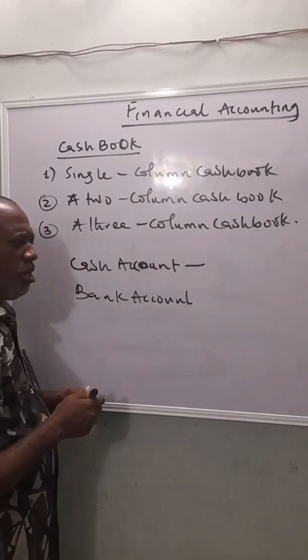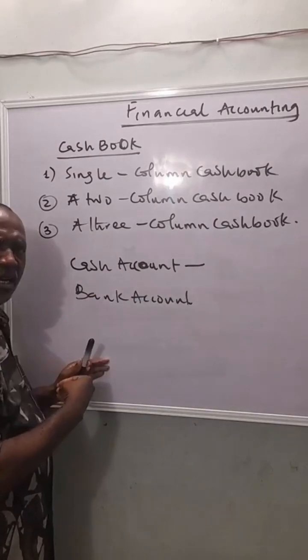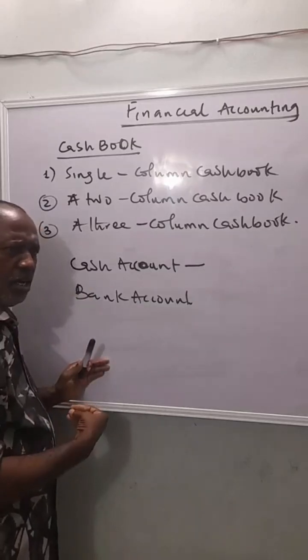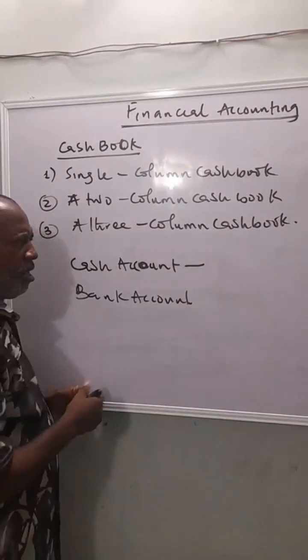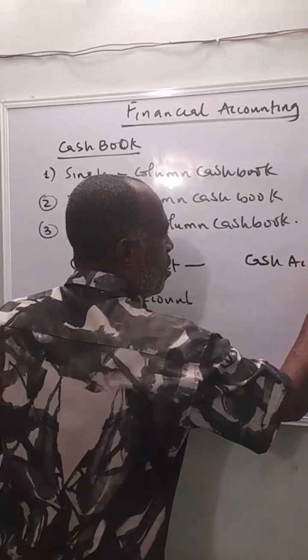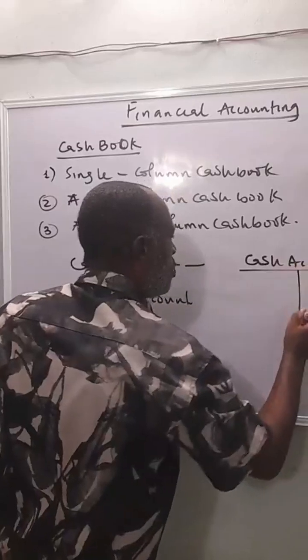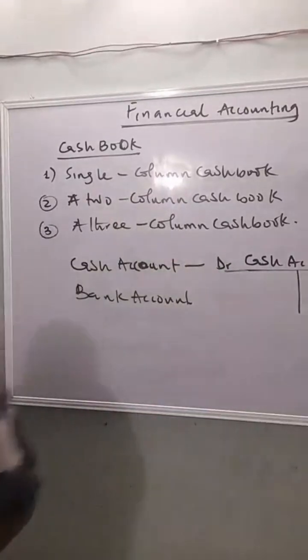Bank account records transactions relating to checks. When you receive a check, you debit. When you pay out a check, you credit. And remember, we are talking about a cash account like this. This is what we call a T format. This is the debit side, and this is the credit side.